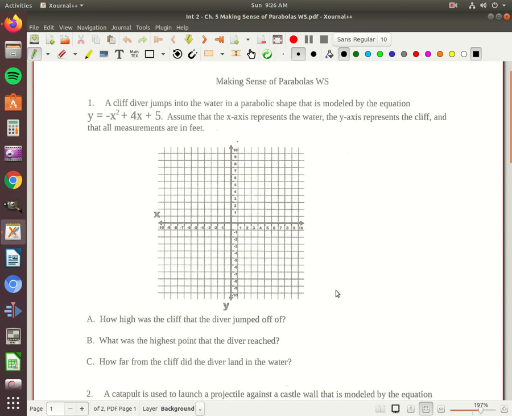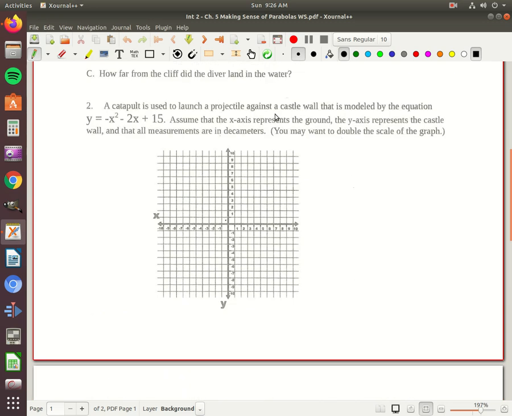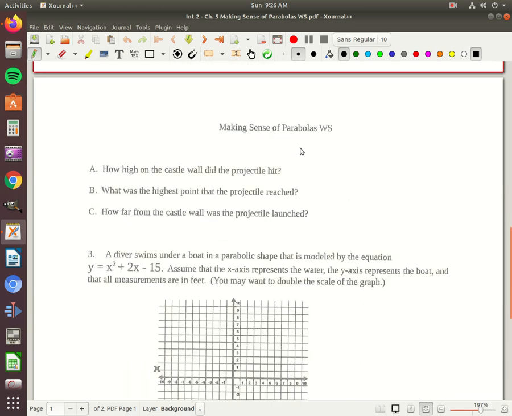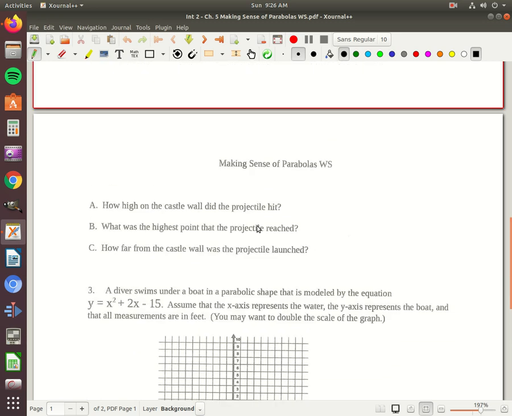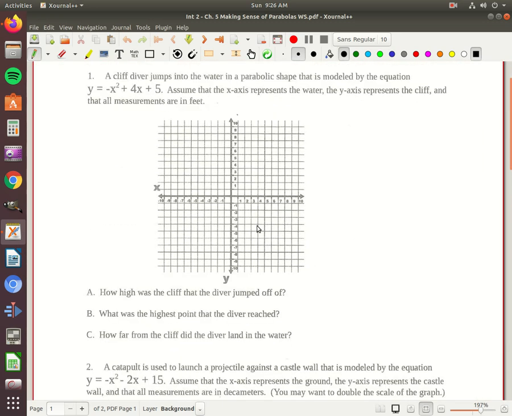All right, so at this point, I kind of want to talk about why I think parabolas are actually important. They actually do make real shapes in the real world. And I kind of made this worksheet up just so you could see some of the uses. So this problem we'll go through together has a cliff diver jumping into water. This one has a catapult launching a projectile. And this one has a diver swimming under a boat. So these all make parabolic shapes. And I just want you to see the importance of the vertex, the importance of the x-intercepts, the y-intercept, like how these points actually might become important as we go through here.